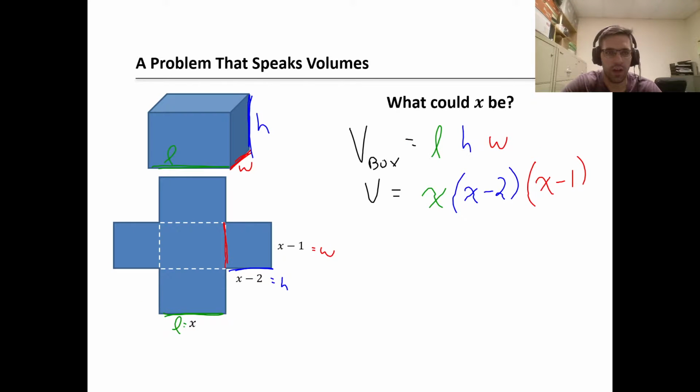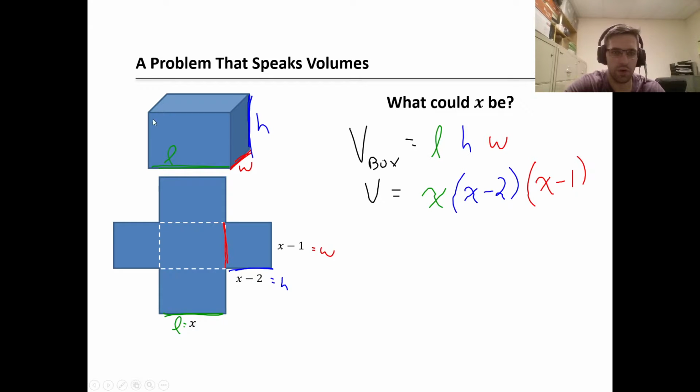All right, so here's the problem. You have a box with some length L, which is equal to x. It's got a width, which is 1 less than x, and the height is 2 less than x. So what could x be in this context? We're not going to fully open this problem in this lesson, pun intended, but we are going to talk about the volume of this box.